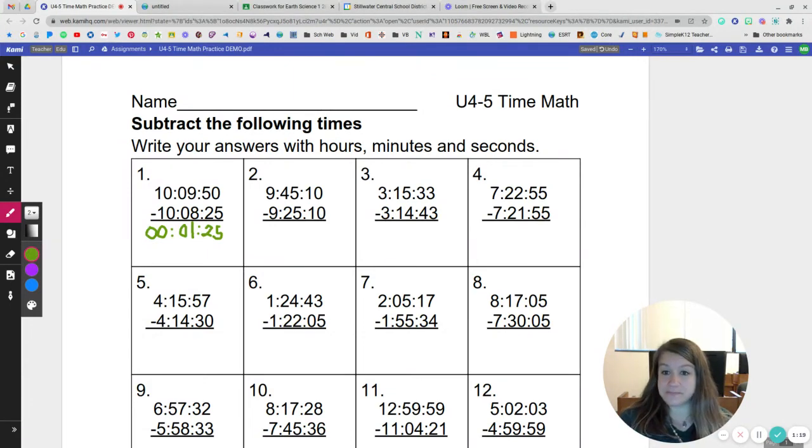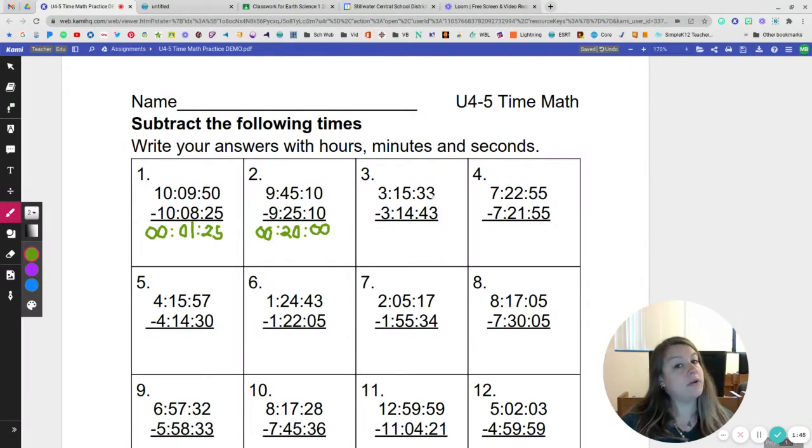Let's do another one. So I have my 10 minus 10. Well, 10 minus 10 is 0. Putting my dots. 45 minus 25 is going to be 20. And then 9 minus 9 is going to be 0. So the time difference between these two times would be just 20 minutes.